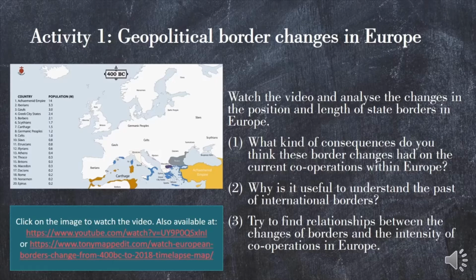After watching the video, please devote some time to the analysis of the changes in the position and length of state borders in Europe and try to find answers for yourself to the following questions. First, what kind of consequences do you think these past or historical border changes had on the current cooperations within Europe? Second, why is it useful to understand the past of international borders? And third, try to find relationships between the changes of borders and the intensity of cooperations in Europe. When you finished with the activity, please go on to the next slide.